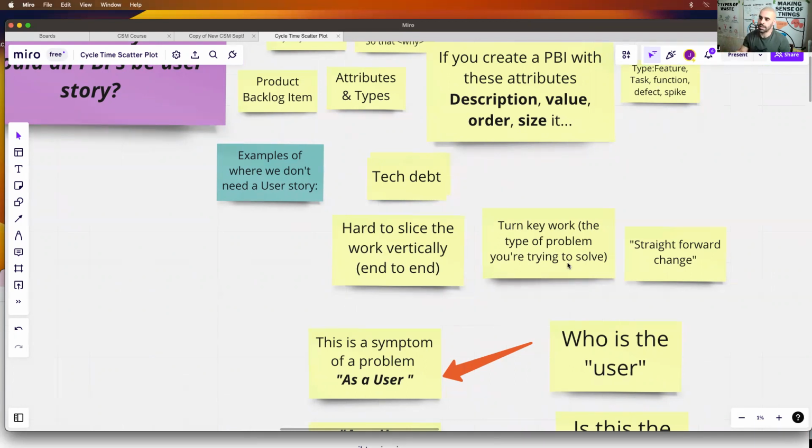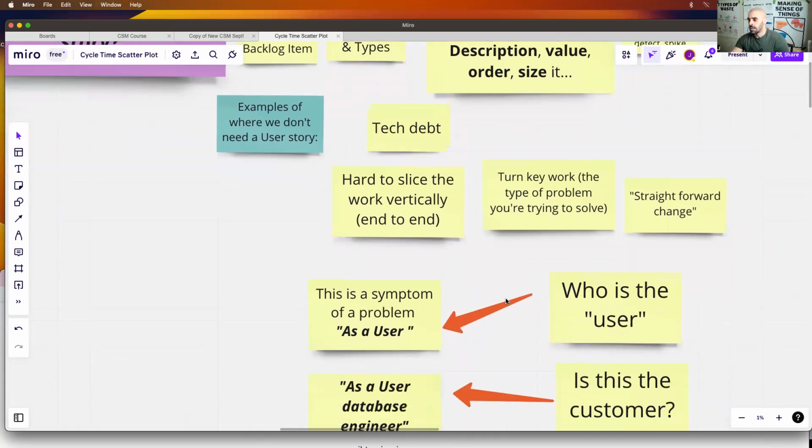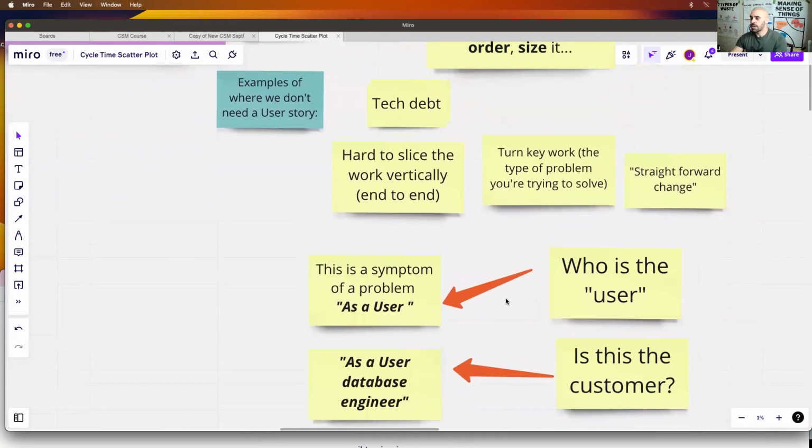Something simple or complicated: it's hard to slice the work vertically. So when you think about the diagram of vertically or horizontally slicing work, we want to be able to go end to end. And the composition of some teams does not allow that to be the case. So then you're going to end up with a card stuck on your board for a long time. Yep, that kind of covers it off.